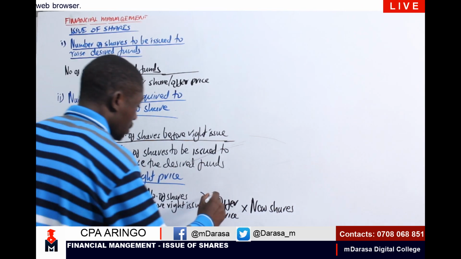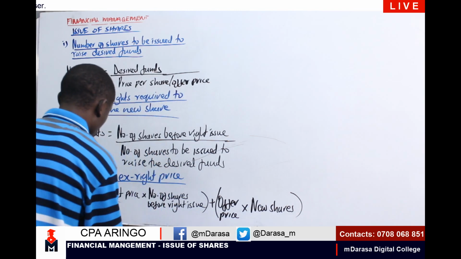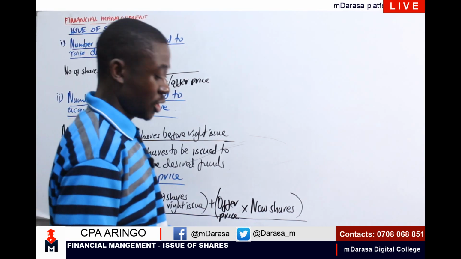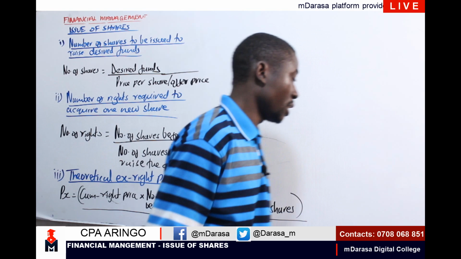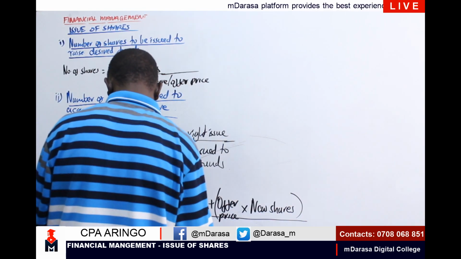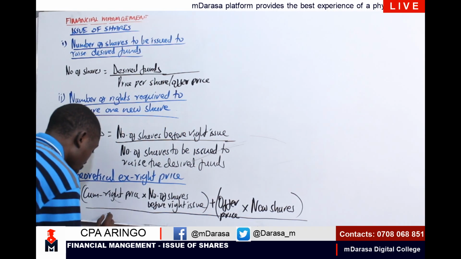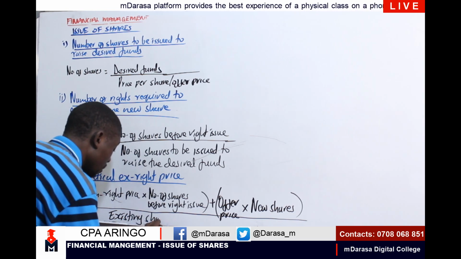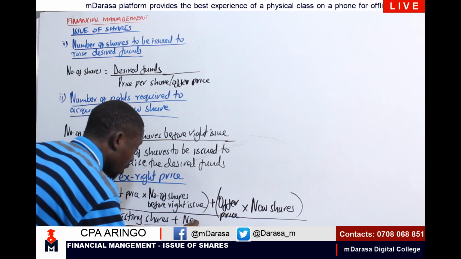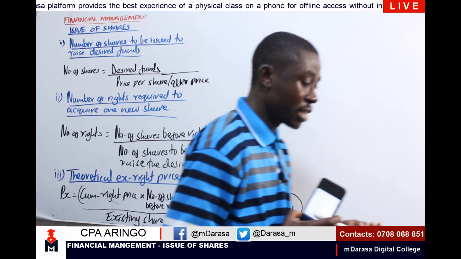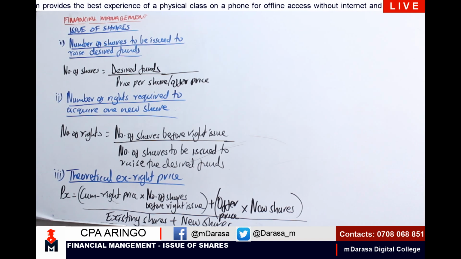All this, we are going to divide by our existing shares, the shares that we had before rights issue. We divide by existing shares plus the new shares that we are raising. I believe that is visible.